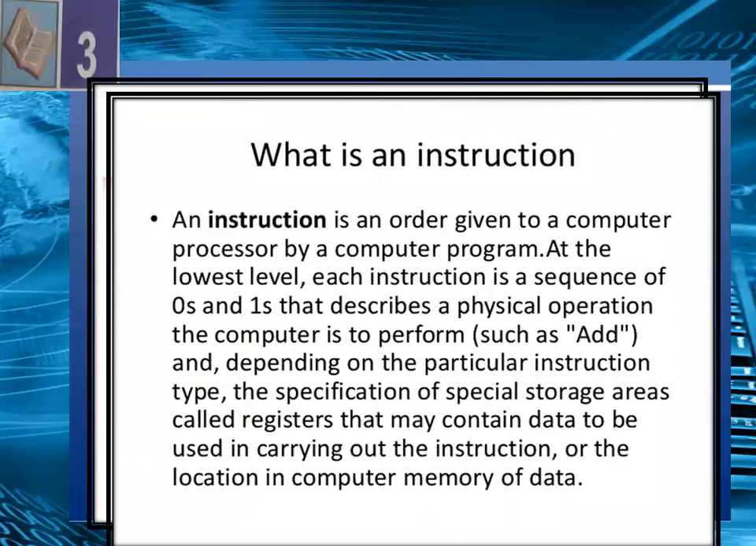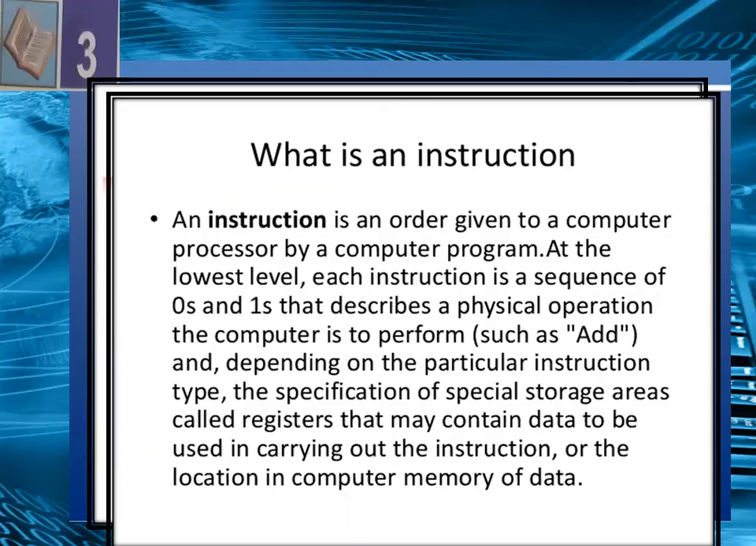Now, what is an instruction? An instruction is an order given to a computer processor by a computer program. At the lowest level, each instruction is a sequence of zeros and ones that describes a physical operation the computer is to perform, such as add, and depending on the particular instruction type. The specification of a special storage areas called registers that may contain data to be used in carrying out the instruction, or the location in computer memory of data.